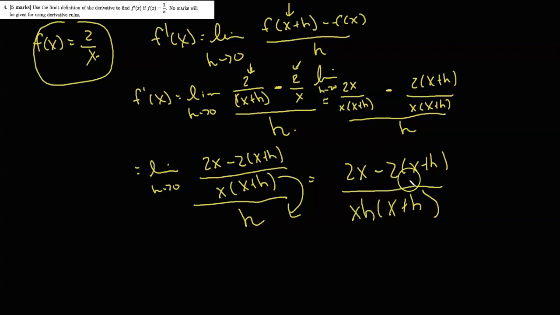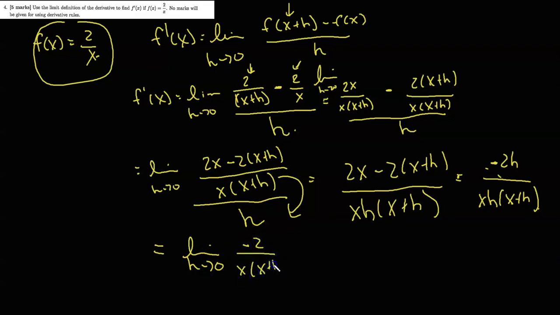You can see that the numerator ends up becoming negative 2h, over x times x plus h, right? Because we multiplied it out, and then we get that. The next step would be to simplify further, and we get negative 2 over x times x plus h, because we cancel out the h from the numerator and denominator. And now we can finally evaluate, plug in our 0, and we get negative 2 over x squared. Simple enough. A lot of algebra, but you'll get good at it.